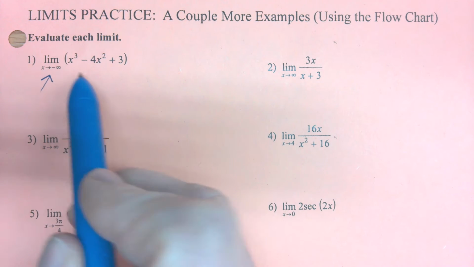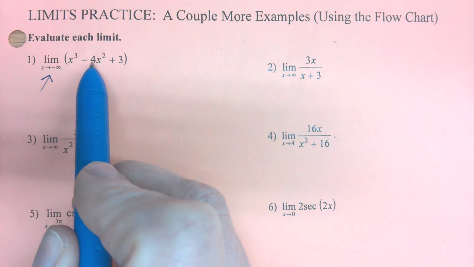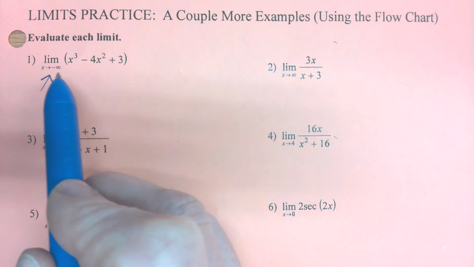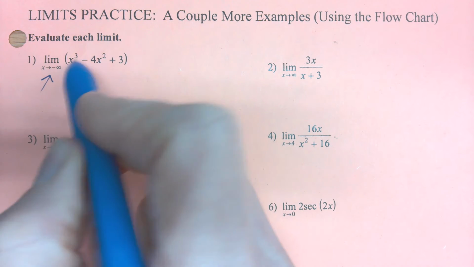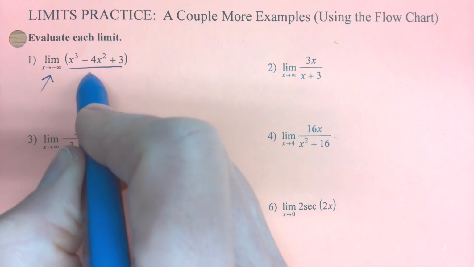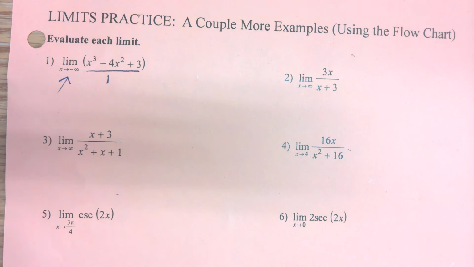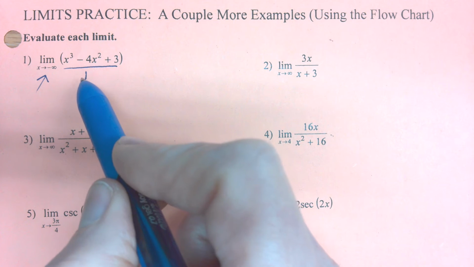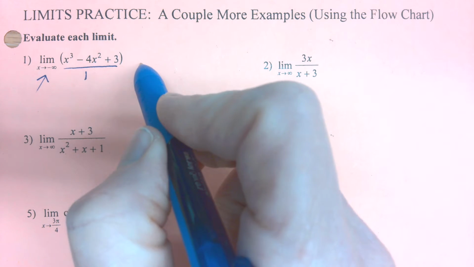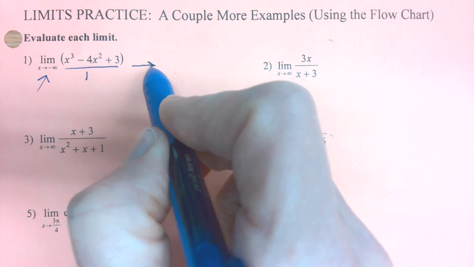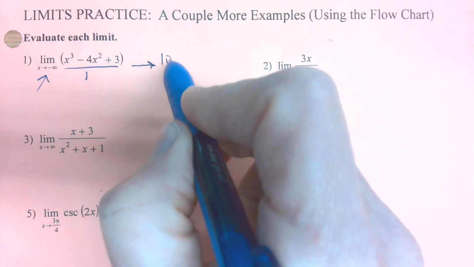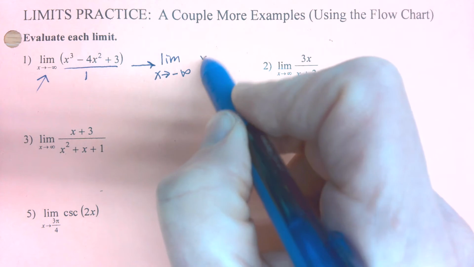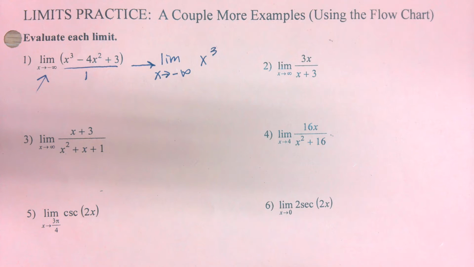Then I need to go and look at this and figure out, is this top heavy, is this bottom heavy, or is it neutral? Because I only have a top, it is top heavy, which means I have no variable in the denominator, which means that I am going to take a look at this as the limit as x approaches negative infinity of x cubed only.